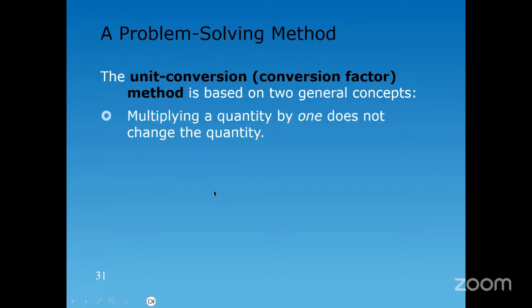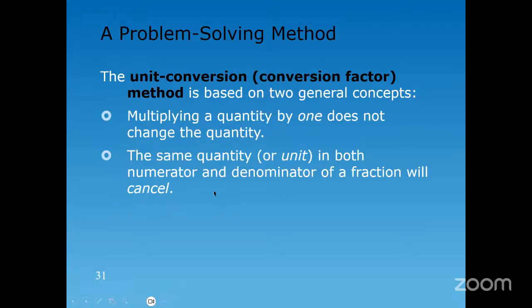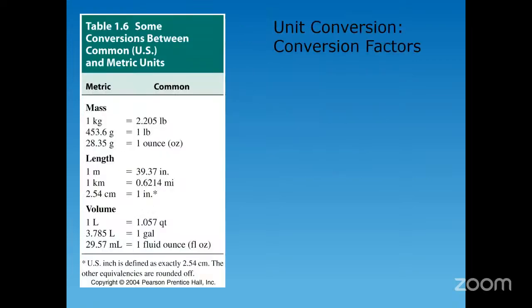to another, right? So basically, there are several methods that can be used. The one that we're going to look at here is what is called the unit conversion or conversion factor method. And basically, the first assumption that we're going to work off, which we all know to be true, is that multiplying any quantity by 1 does not change the quantity, right? The same quantity or unit in both the numerator and denominator of a fraction will cancel when carrying out these type of calculations, right?